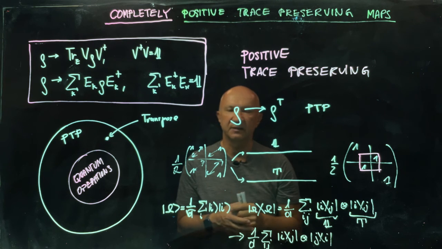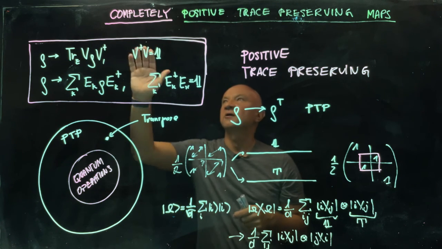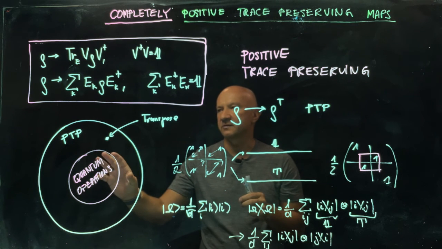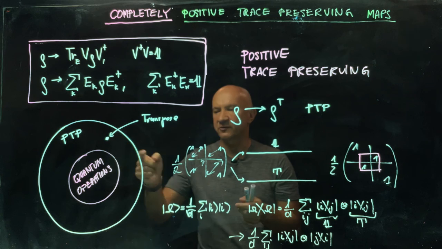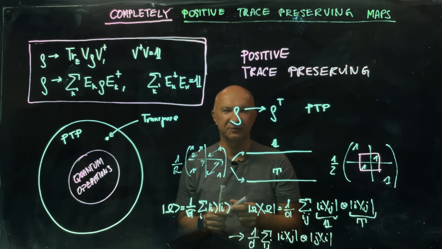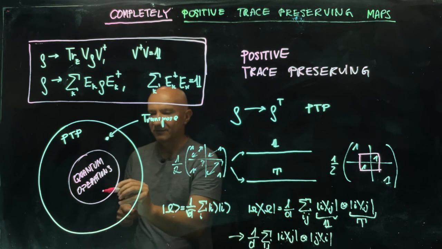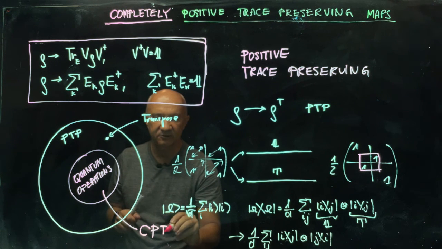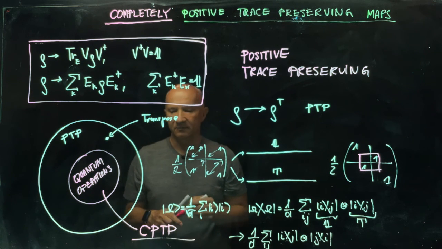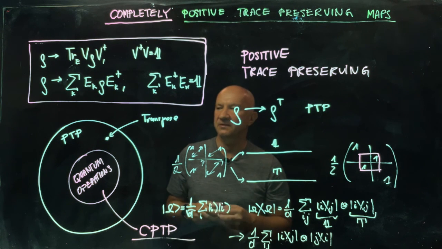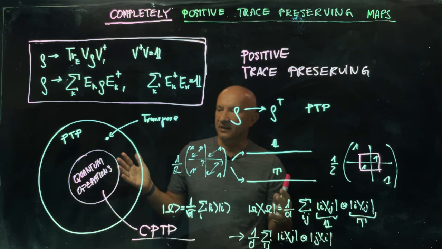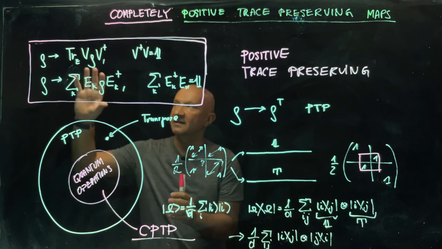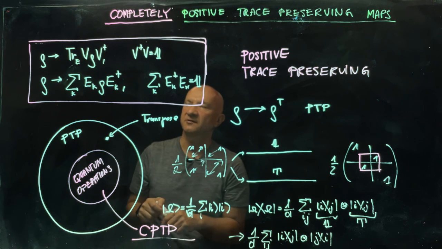Positive and trace preserving. This property is called complete positivity. So we require that quantum operations are not only positive and trace preserving, but completely positive and trace preserving. This class of operations is called completely positive trace preserving. We call them CPTP maps. And as it happens, the completely positive trace preserving maps are exactly the maps that can be written in the Kraus representation.